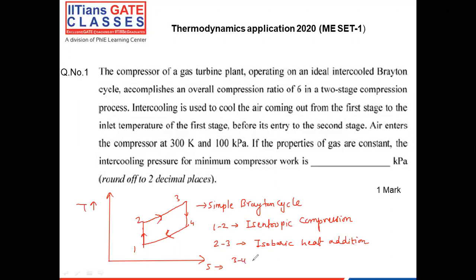3 to 4 is isentropic turbine, that is isentropic expansion. This process happens in the turbine. Now 4 to 1 is heat rejection, that is isobaric heat rejection. That is a very simple Brayton cycle, but they have mentioned an intercooled Brayton cycle.